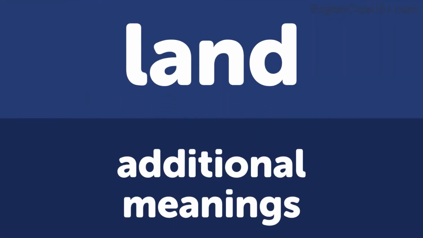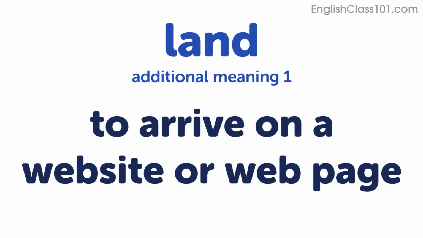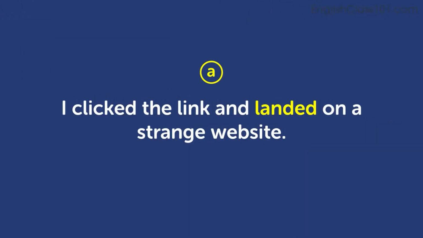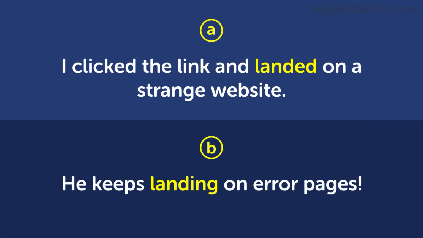Okay, now let's talk about some additional meanings for this verb. The first additional meaning is to arrive on a website or web page. Some examples. I clicked the link and landed on a strange website. He keeps landing on error pages.